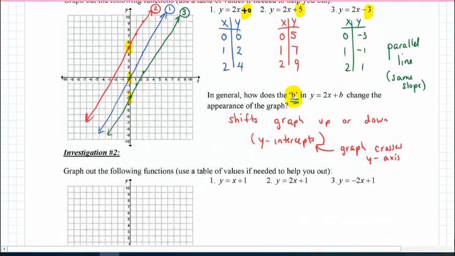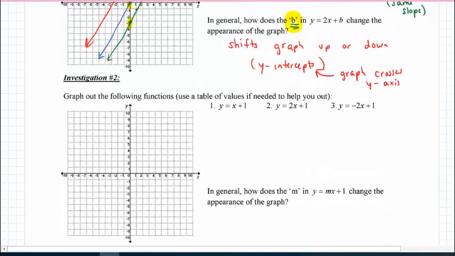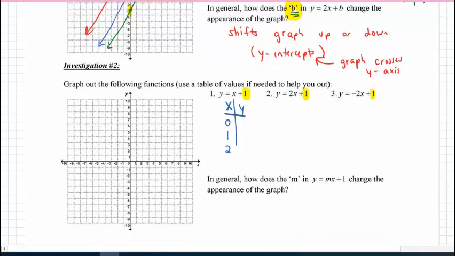Let's try investigation number 2. Hey, this time, look what I've done. I've made that number always the same. And this time I've changed some other thing instead. So let's see how that changes things. Same idea as number 1. Let's choose some values of x. Let's plug it into our equation and find the values of y. 0 plus 1 is 1, 1 plus 1 is 2, 2 plus 1 is 3. (0, 1), (1, 2), (2, 3). Connect the dots. Ta-da!